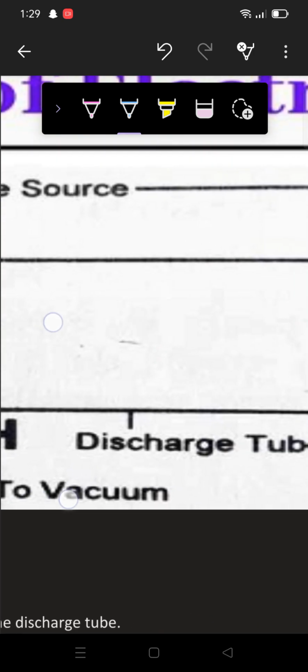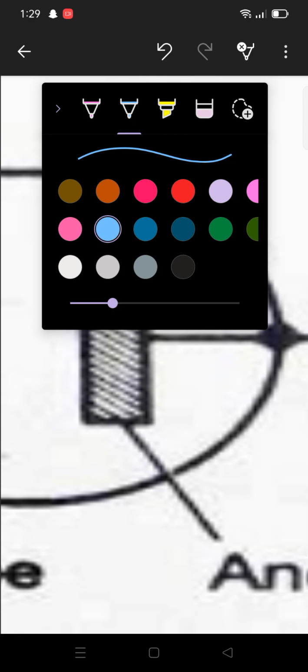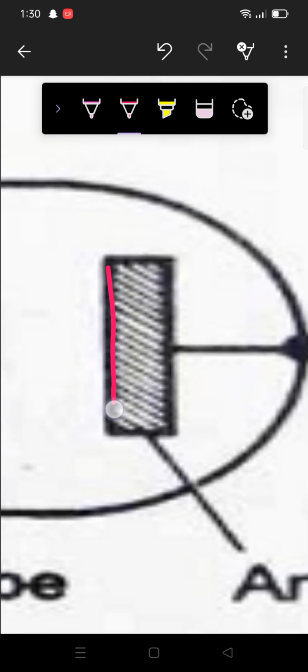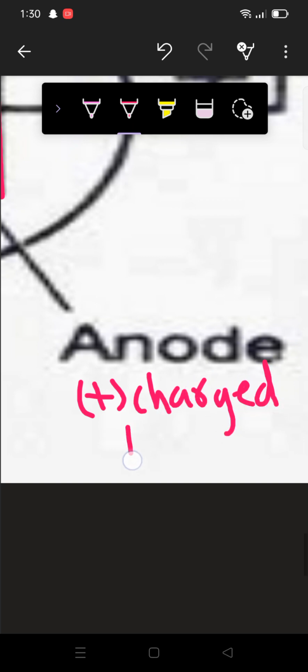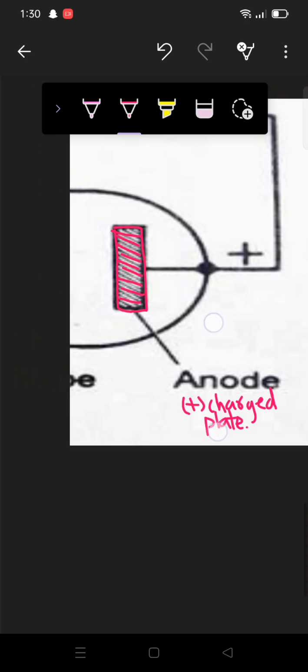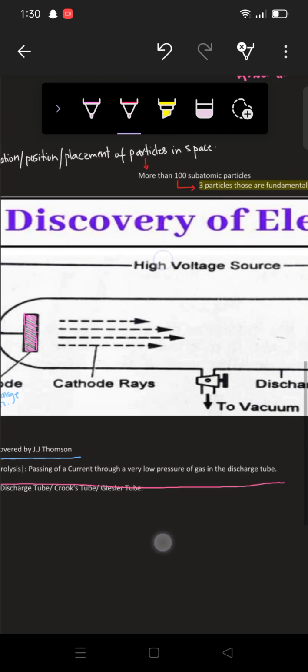Then we have anode, right? On the right hand side we have anode, and that is a positively charged plate. This is anode, and this is basically a positively charged plate, right? So cathode has negative charge and is a negatively charged plate, and anode has positive charge, which means it is a positively charged plate, right?